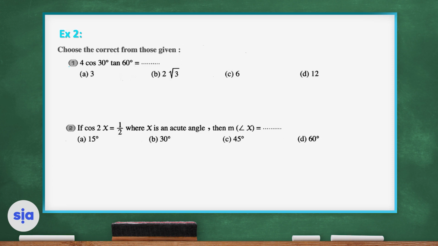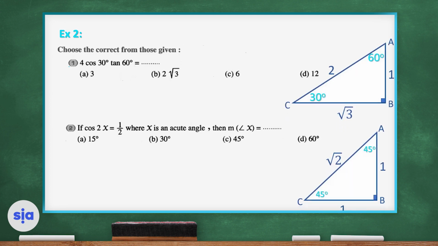In number 1, 4 times cosine 30 times tan 60 equals what? For sure, in this part we're not allowed to use the calculator. So, we draw the two special right triangles aside, and then we start finding the values.